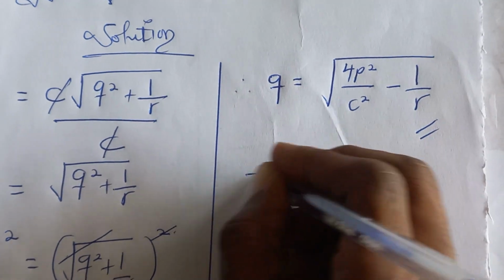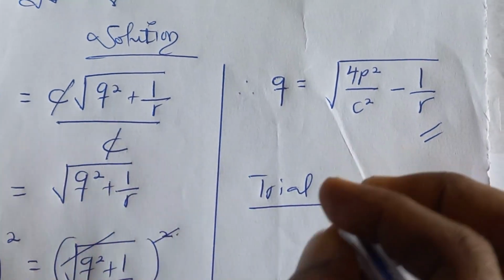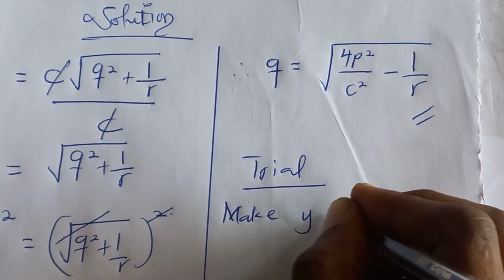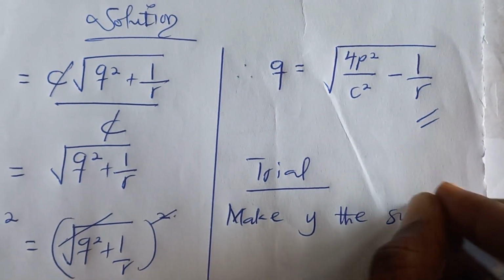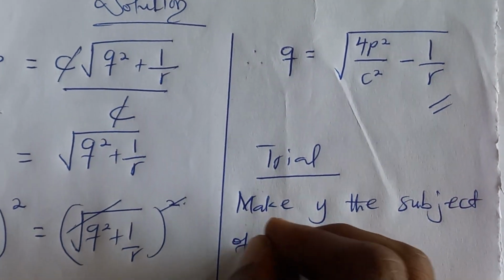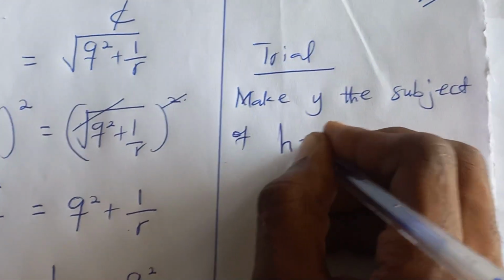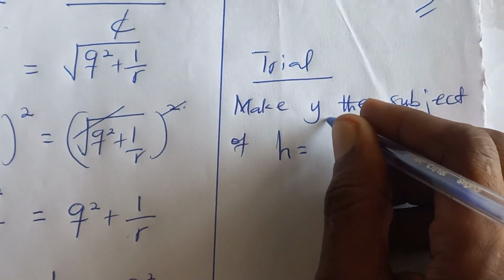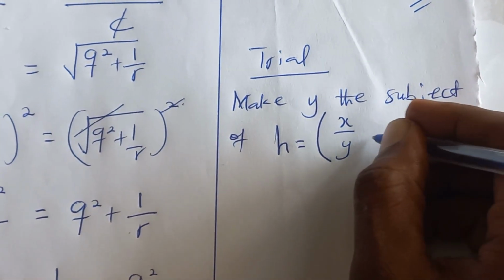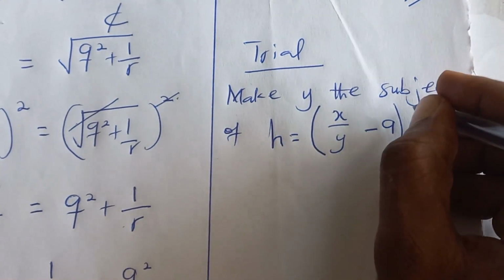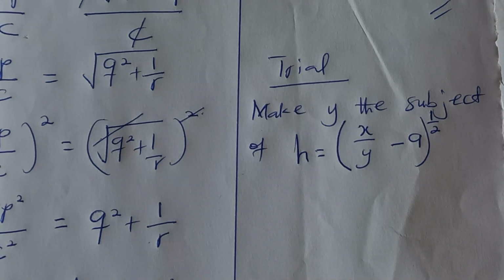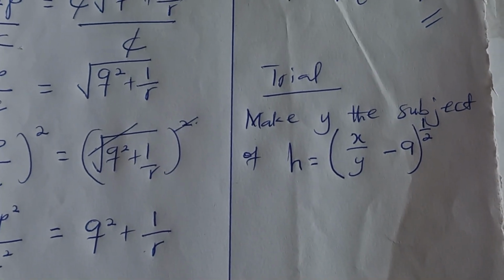So your trial question is make y the subject of h is equal to x on y minus a, all to the exponent 1 over 2. Good. So this is your trial. Make sure you try it.